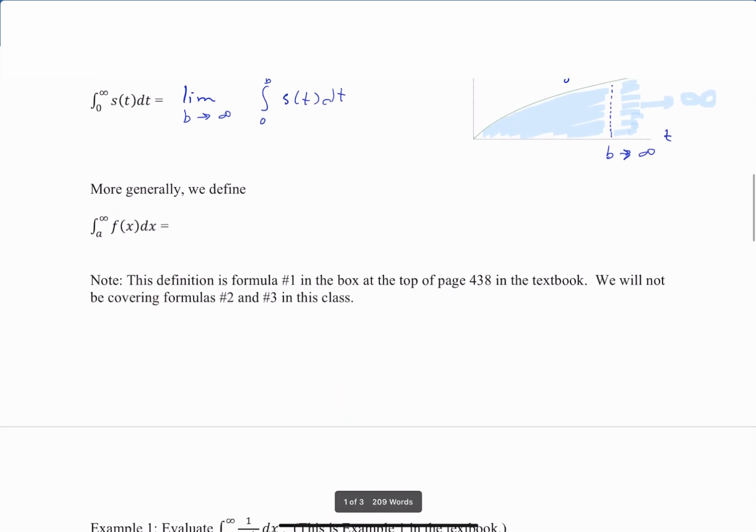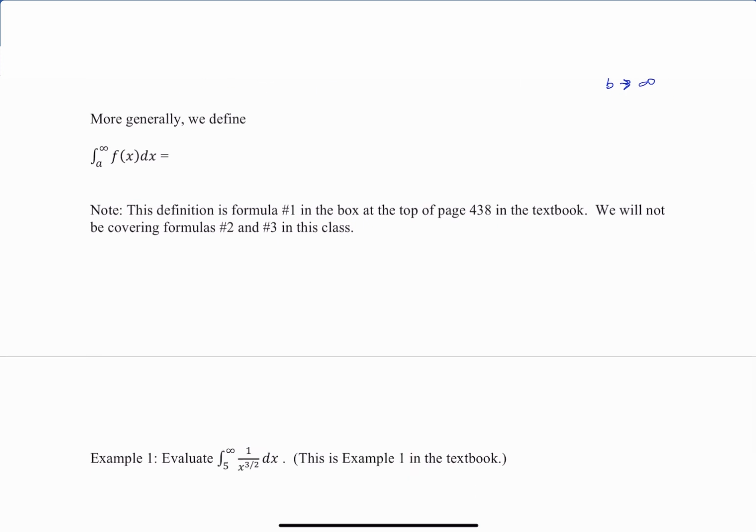More generally, we'll define the definite integral from a to infinity of f of x dx as the limit as b goes to infinity of the definite integral from a to b of f of x dx. So I've given the name b to the upper limit of integration here, and then said I'm going to be taking the limit as that upper limit goes to infinity. When you have an infinity in an integral, it's called an improper integral. So that's what's meant by the title of this section. It means we're talking about integrals that have an infinity as a limit of integration.